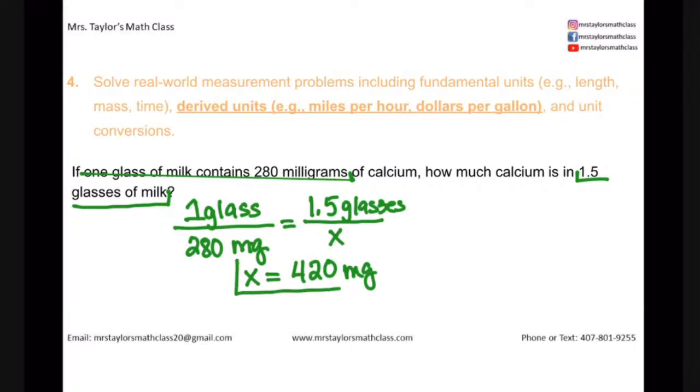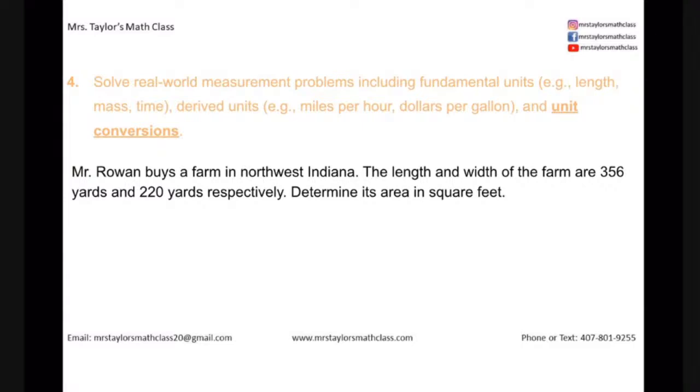Okay. All right, let's do another. We're still on strand number 4, and this time we're going to do some unit conversion. It says Mr. Rowan buys a farm in northwest India. Sorry, what am I saying? Indiana. The length and width of the farm are 356 yards and 220 yards respectively. Determine the area in square feet.